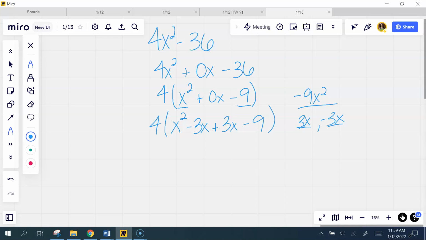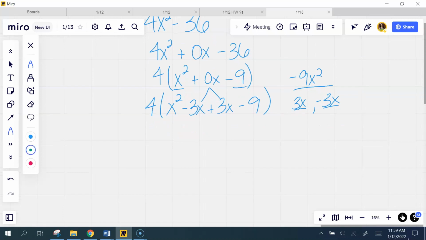Is negative 3x and 3x still 0x? Yes, it is, so we're still good to go. Let's slash it. 4 times, I can take an x out of those two, leaves me with x minus 3, middle sign, and then these last two, I can take a 3 out, leaves me with x minus 3 again.